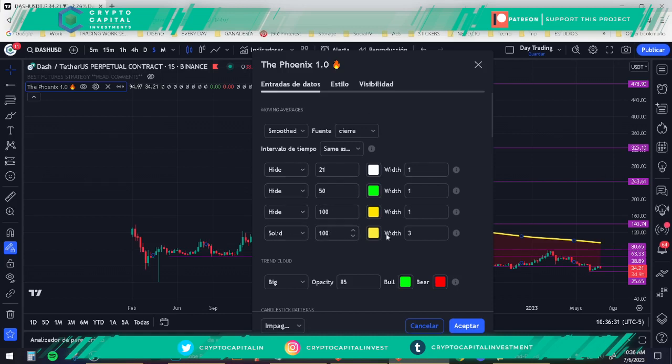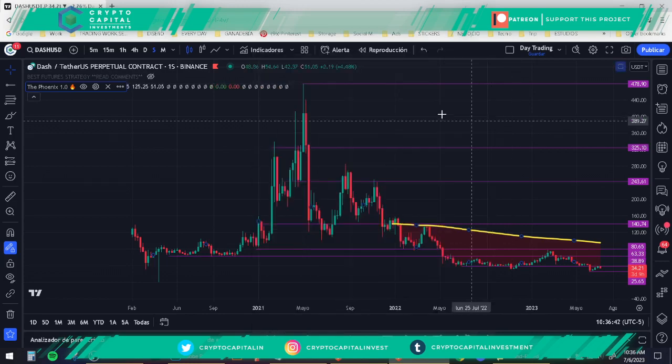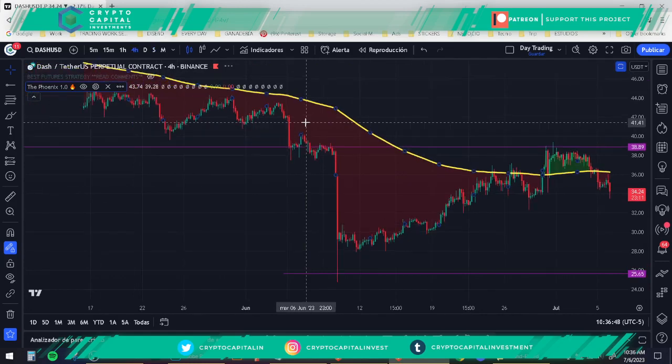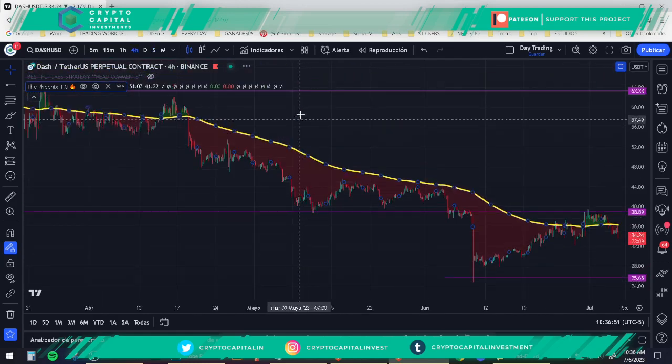and we're gonna put everything in height. We're just going to put it in solid 100, a yellow line, and a big cloud that's gonna be created in red when the price is below, and in green when the price is above. And look here, it doesn't look like much, but if we are going to work in 4 hours, it's going to be easier for you to identify in which trend you are.